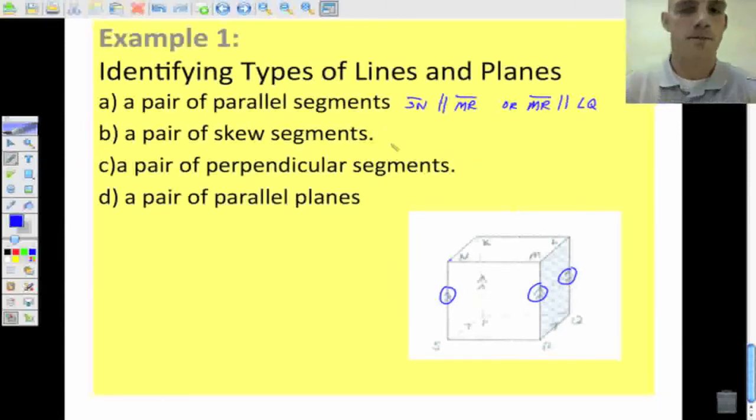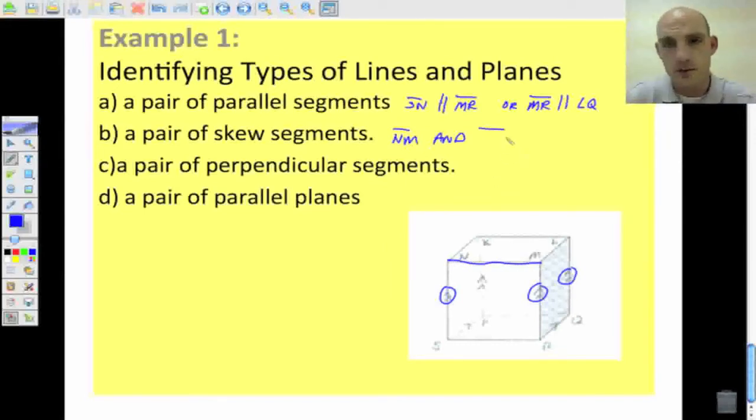Now, pair of skew segments. So I'm just going to pick one here. Let's pick segment NM and another segment here. So this is NM here. Okay, a skew segment could be segment RQ down here. Notice they're skewed because they're not coplanar, they do not intersect.